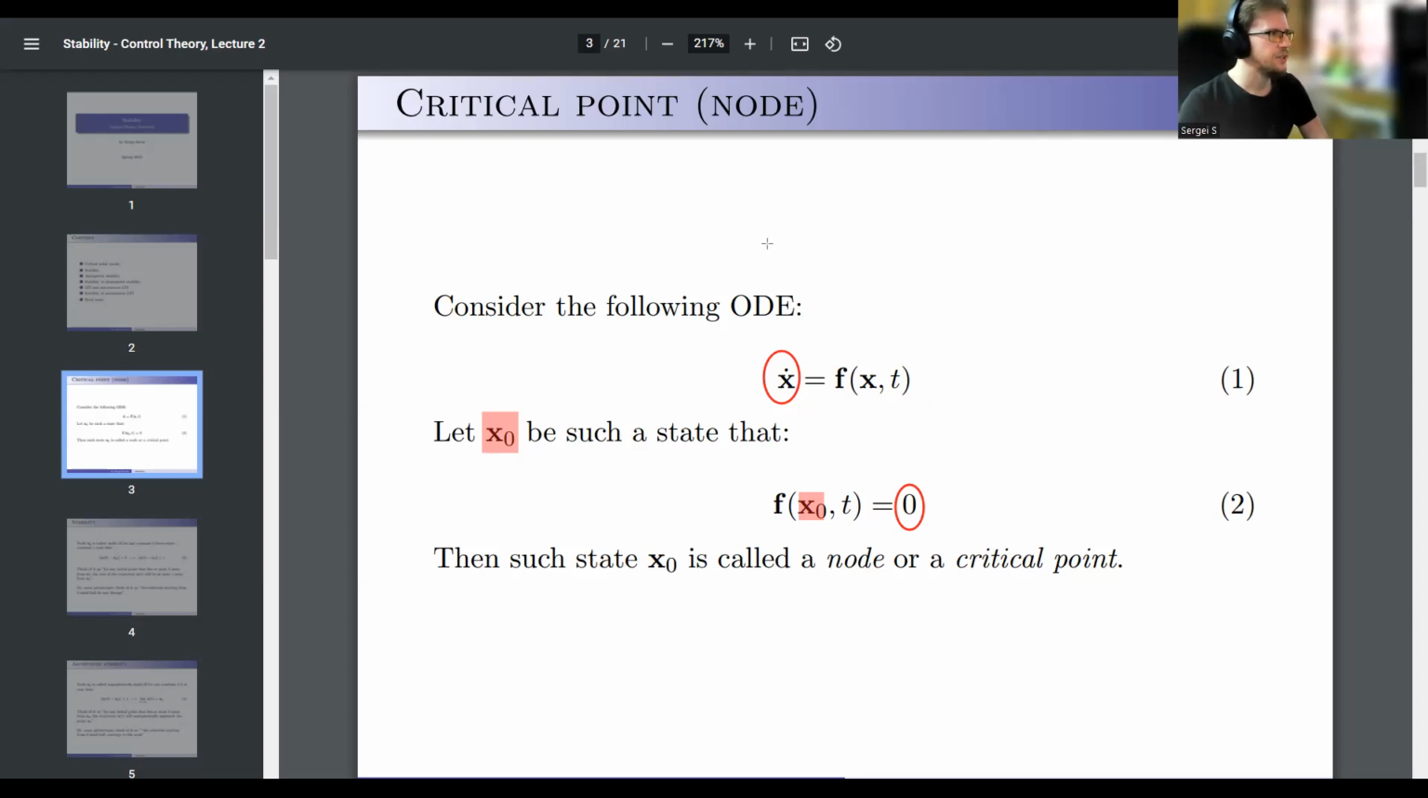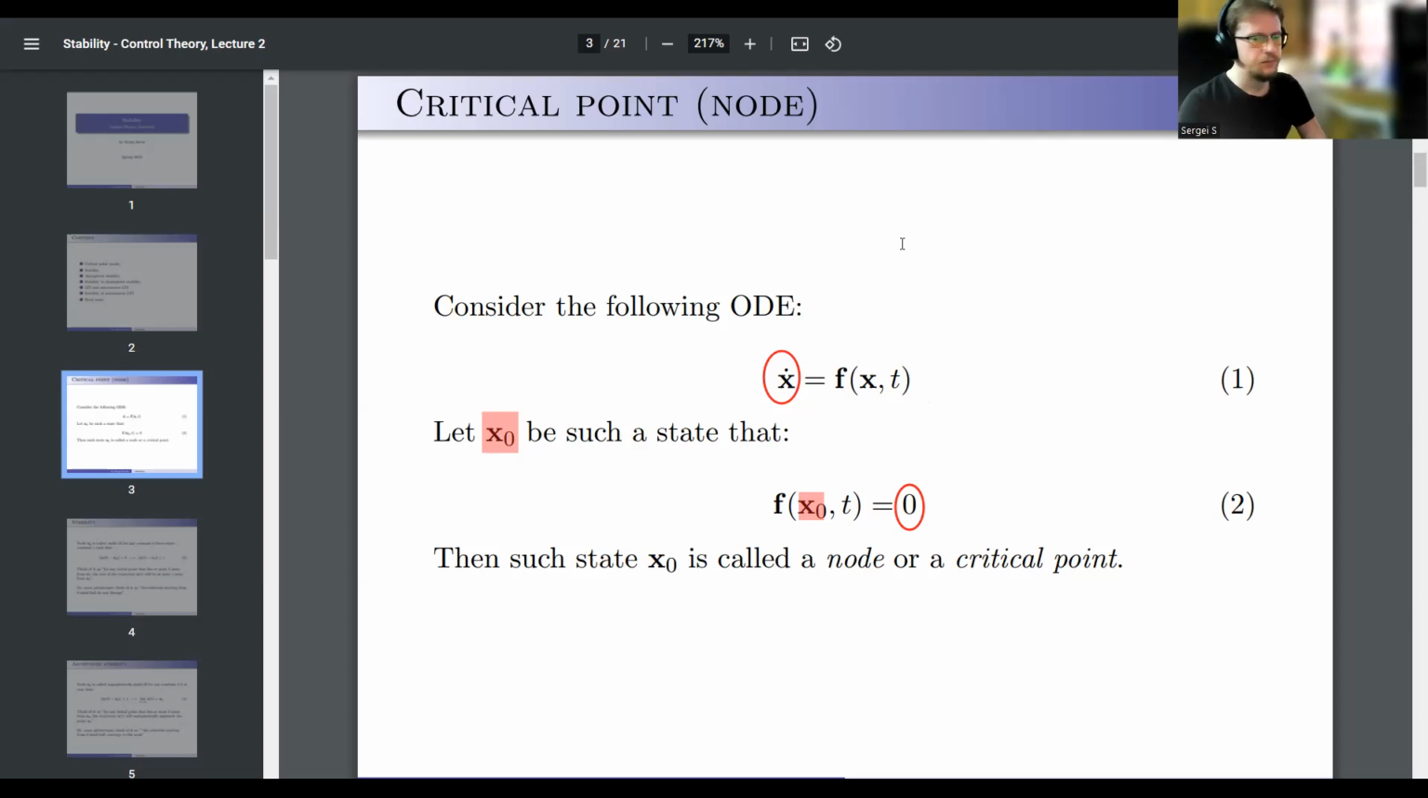May I ask a question? Yes, let's go ahead. So we said that x dot in this case will be equal to 0. So this is the extremum of the function, right? You can say so, yes. You need to be careful though, of course, because extremum with respect to what? With respect to time, right?